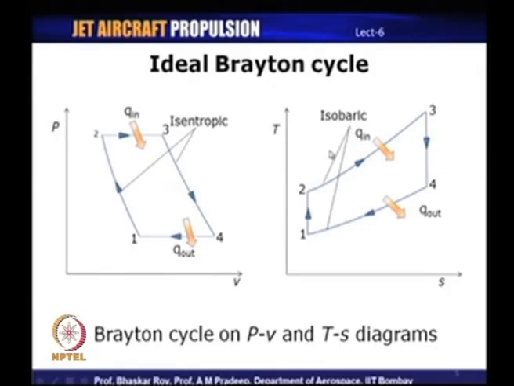So, these are the 4 processes as represented on pressure volume and temperature entropy plots, and it is very important that you understand these different processes, because we are going to use these diagrams very frequently during the cycle analysis, which is what we will do over the next 2-3 lectures. So, make sure that you have understood the representation of the Brayton cycle on these different diagrams. What we will do next is to carry out an energy balance for this particular cycle, the ideal Brayton cycle, and then we can derive an expression for efficiency of a Brayton cycle.